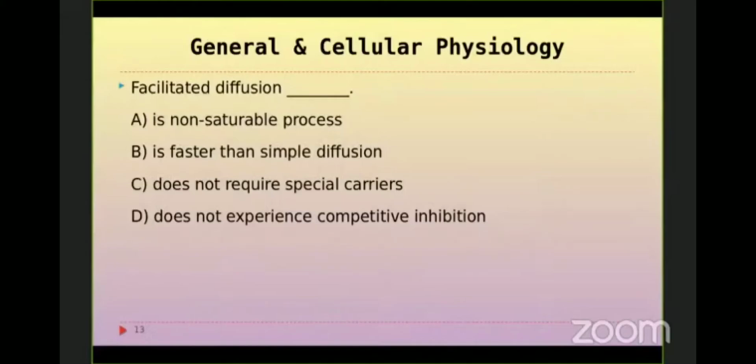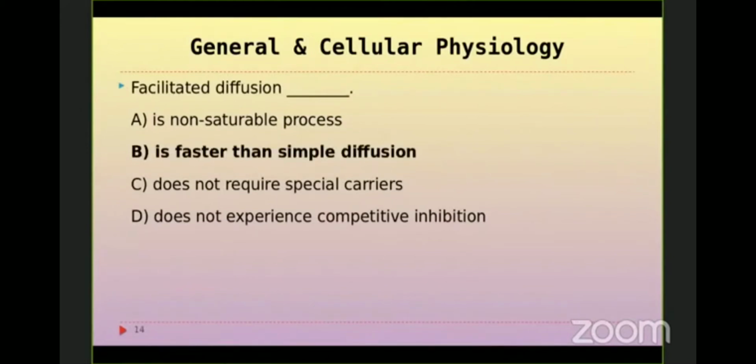And what is the correct statement? Facilitated diffusion is faster as compared to simple diffusion. Yes, it is a saturable process. It requires special carriers and it experiences competitive inhibition. So, facilitated diffusion is a faster process as compared to simple diffusion. Is this fine? Everybody is okay with this?